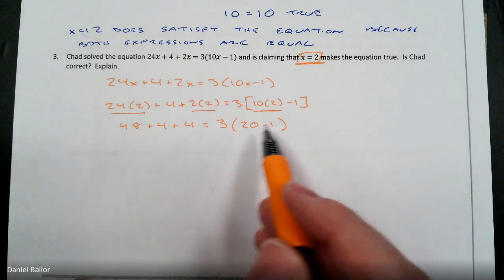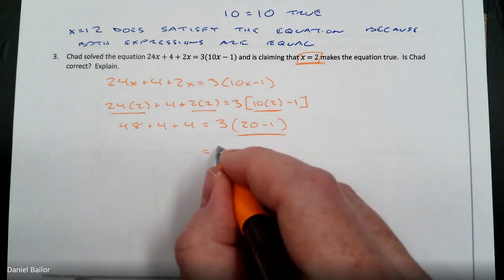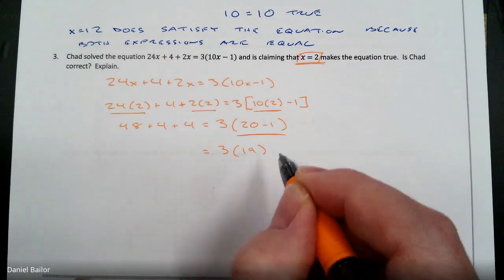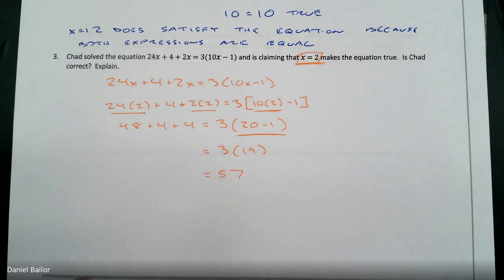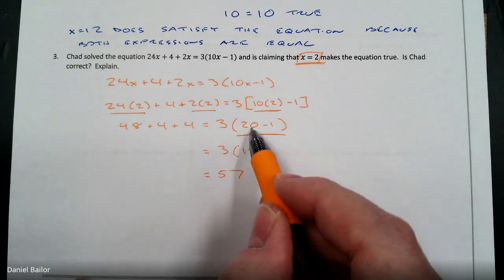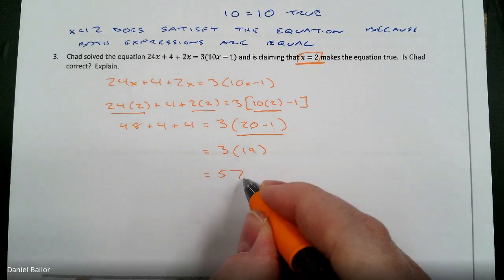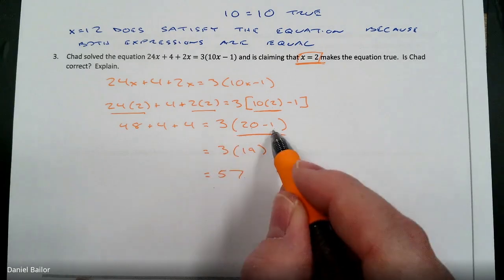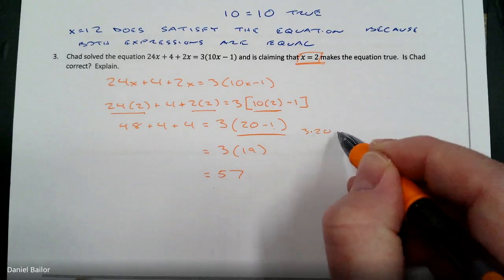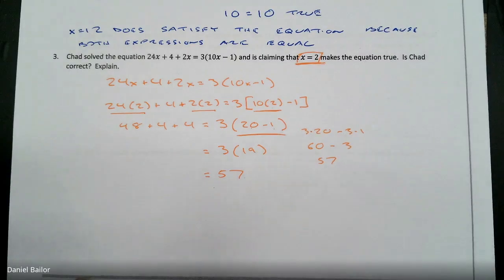Next step, let me finish up the parentheses. So 20 minus 1 is 19 on this side. 3 times 19 is 57. The way I did this, by the way, I did 3 times 20 is 60. 3 times 1 is 3. 60 minus 3 is 57. That's how I did it in my head. I didn't really do 3 times 19. I did 3 times 20 minus 3 times 1. So 3 times 20 minus 3 times 1 is 60 minus 3, which I know is 57. That's mental math, so I did not have to get out a calculator.